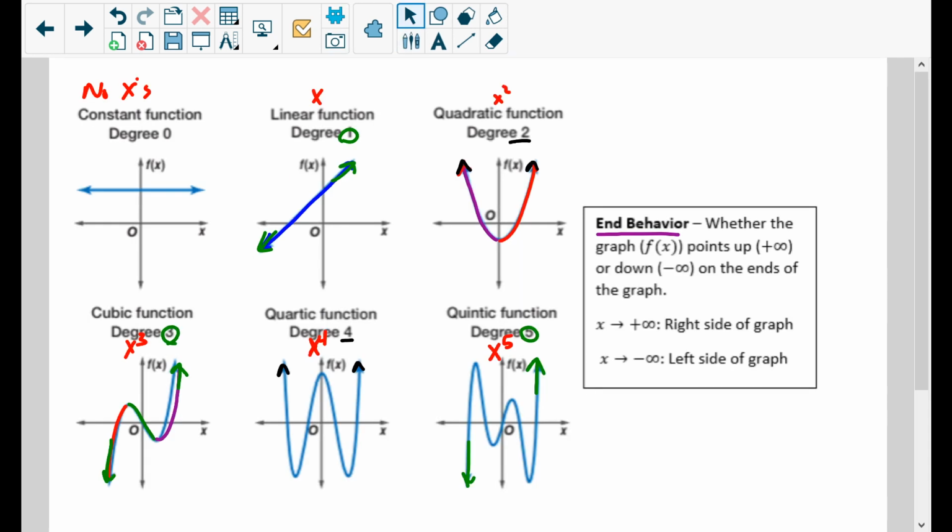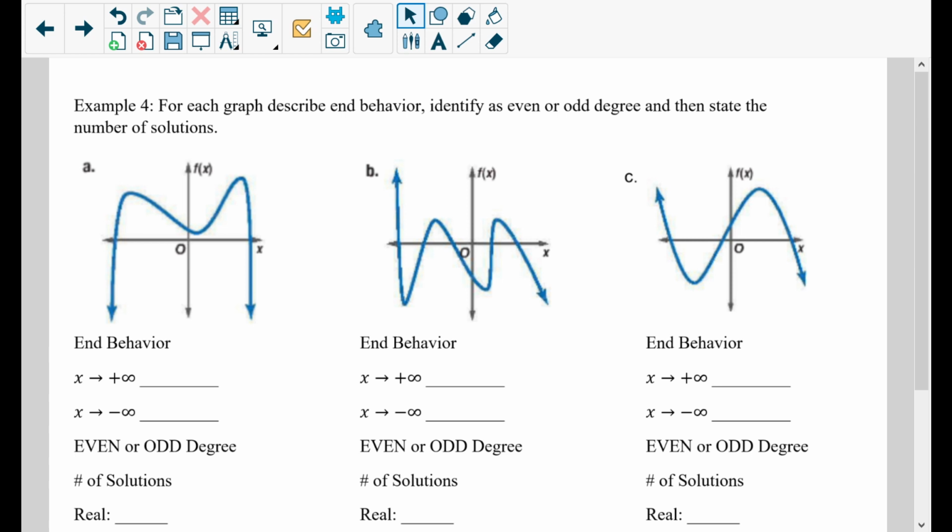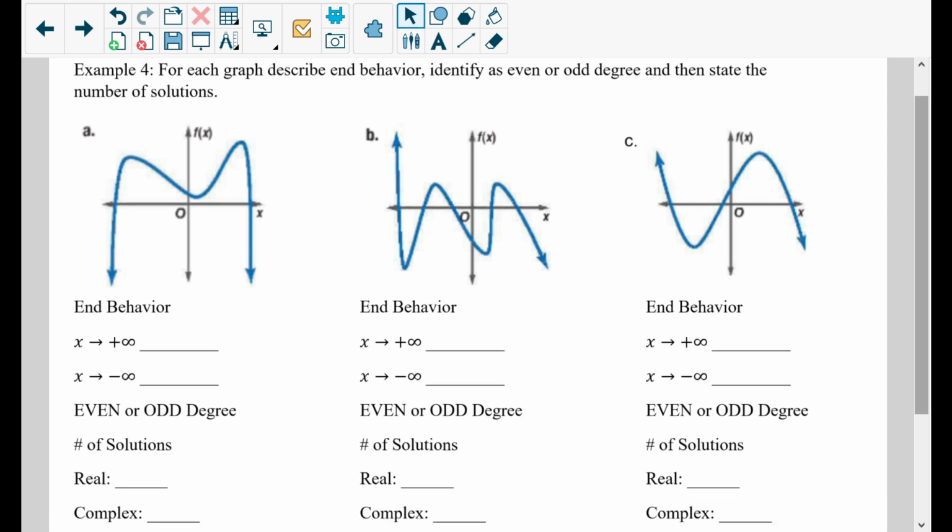Let's take a look at example 4, and we can apply these concepts here with end behavior and our degrees. Taking a look at our graph, what's our degree in example A? You can see first degree, change direction, second degree, third degree, fourth degree. So this is an x to the 4th power. You can see x to the 4th, it's going in the same direction. So this is even, x to the 4th, even number.